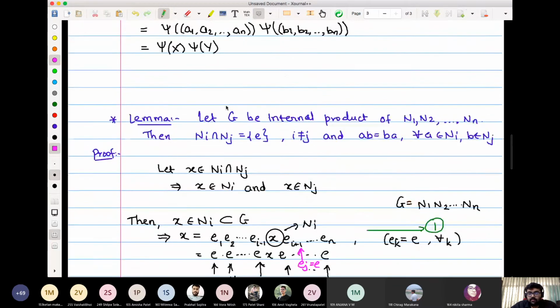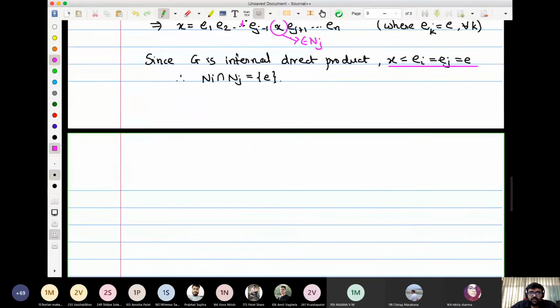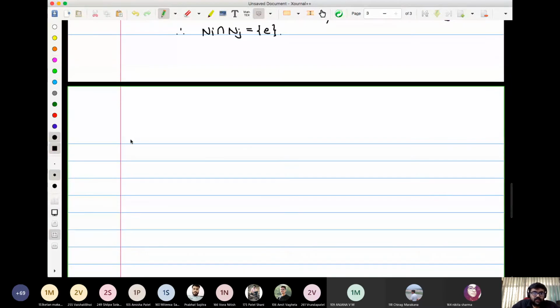Okay. So now this is identity. Next, what do we have to prove? Next, let A belong to Ni and B belong to Nj, and I is not equal to J. What do we have to show? This is exactly the same as Chirag told.